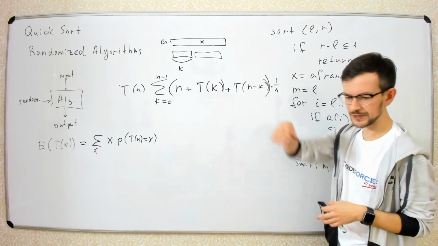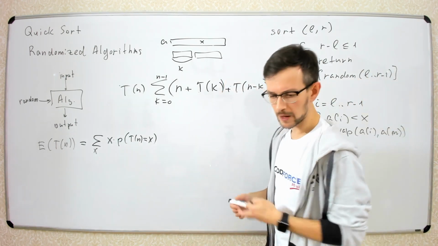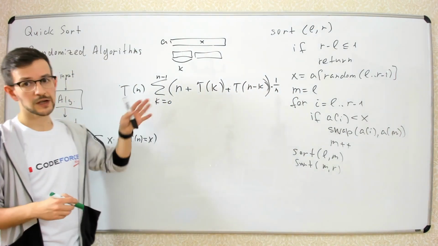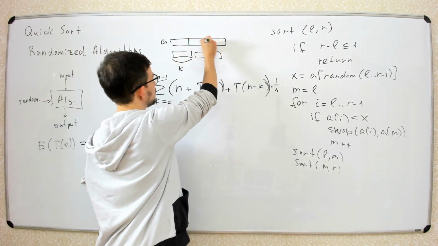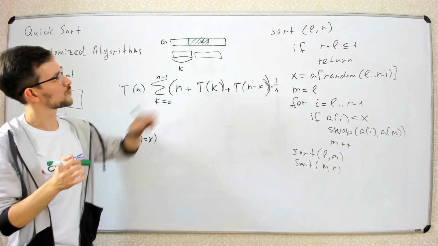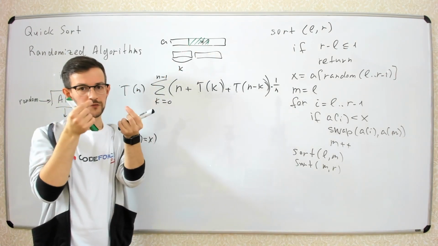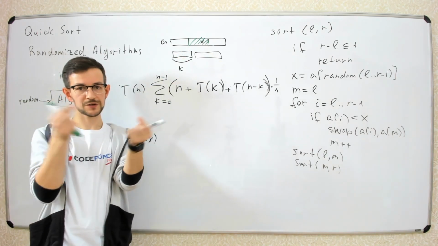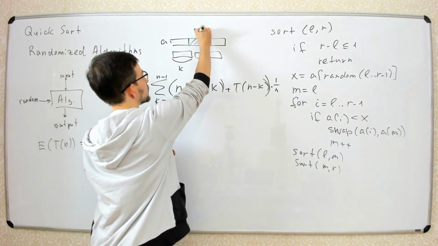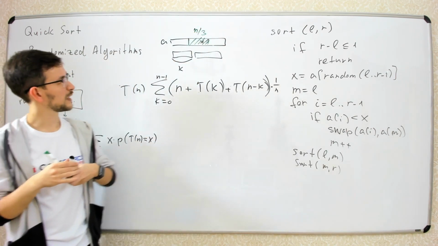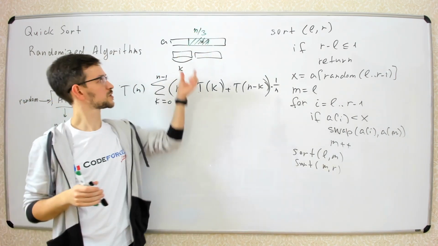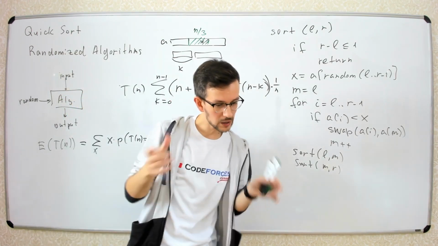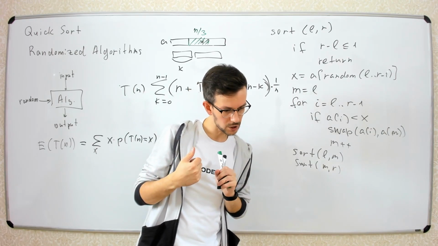Now, how can we solve this? The easiest way to solve this is by doing the following. Let's say that if we pick an element from this middle third of the elements, it is good. So if we pick one of the elements in the middle of the array, so it's n over 3 elements here, then we make a good split. So we split elements not in half, but close. The sizes of both parts will be close to each other.